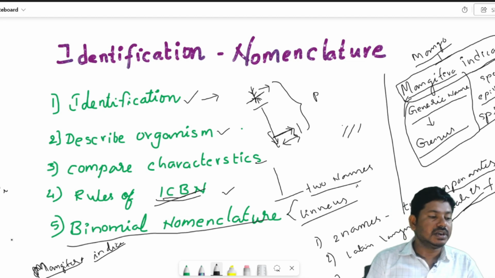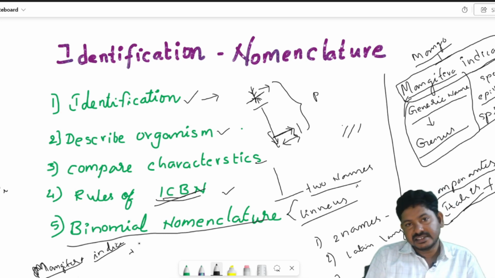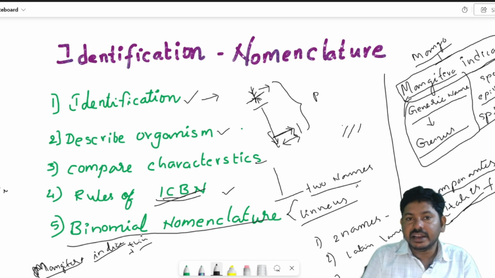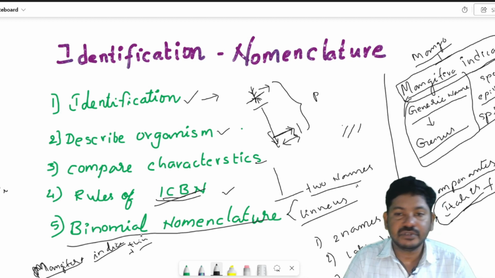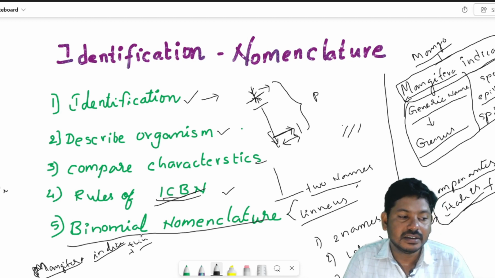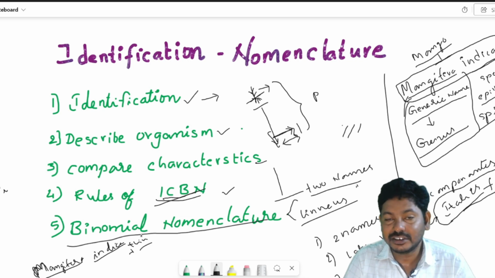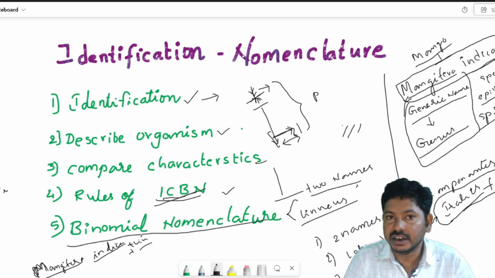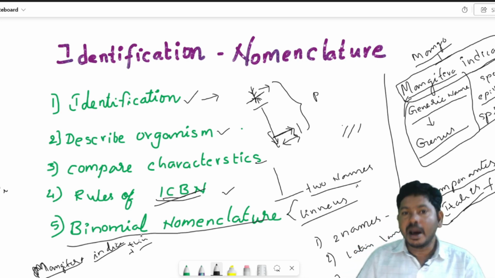Next, after these two, genus and species, we can add the author's name also. So now I am going to write Mangifera indica Linnaeus. Here Linnaeus is the author of that plant. He identified that plant, that tree. That is why Linnaeus's name comes after Mangifera indica. Okay, these are the rules of the ICBN. This is the system of nomenclature.